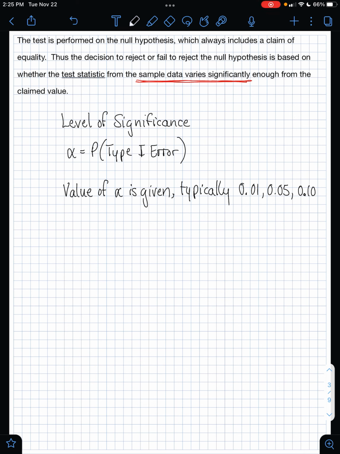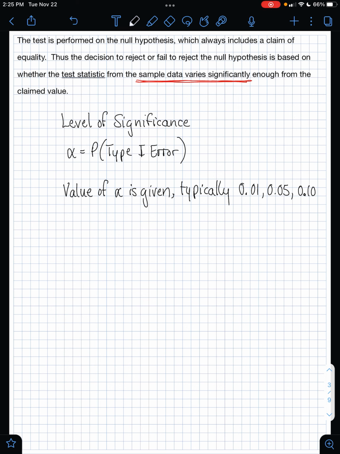Remember, a type 1 error is rejecting a null hypothesis that is objectively true. We don't want that to happen. If it's objectively true, we don't want to reject it. We want to keep it. So by making alpha smaller, we're saying that the sample statistics have more wiggle room, that we are allowed to vary from the claimed value more and still believe the claim.